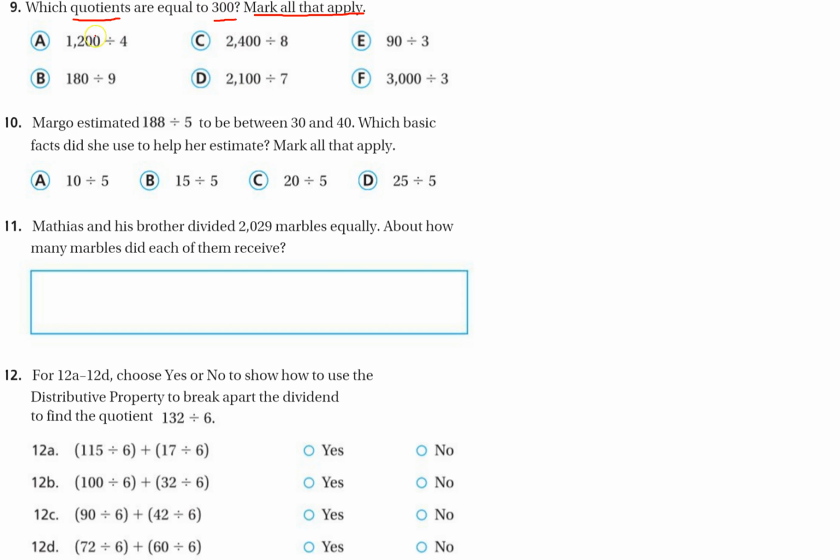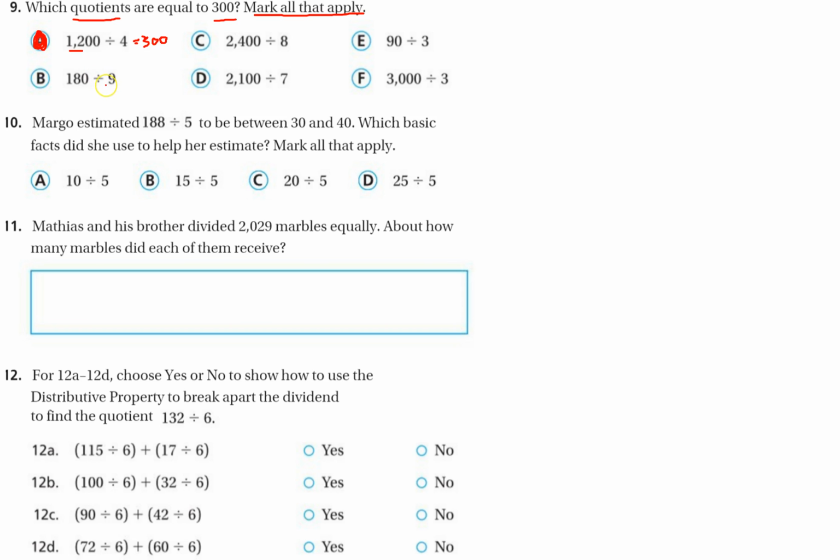And then see which ones equal 300. So on this one, you're going to look at the 12. 4 goes into 12 3 times. I ignored 2 zeros, so I add 2 zeros to the back. Yep, 300. So I bubble in A.